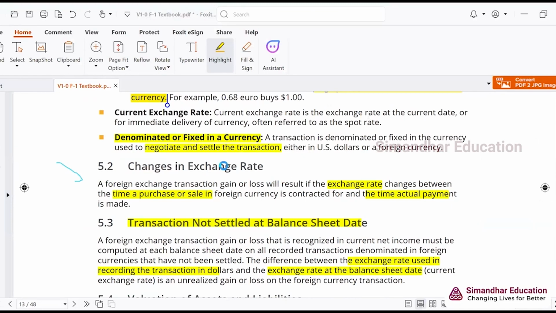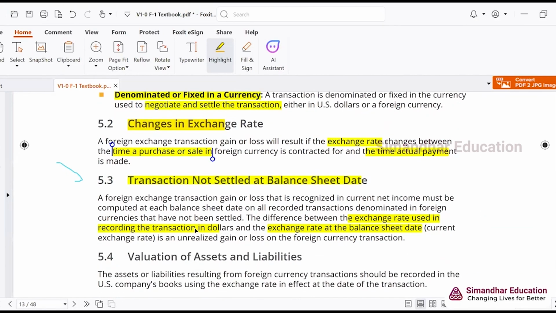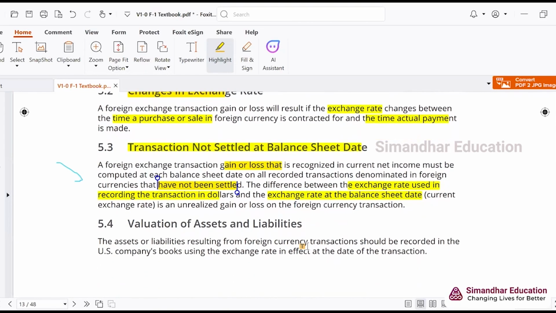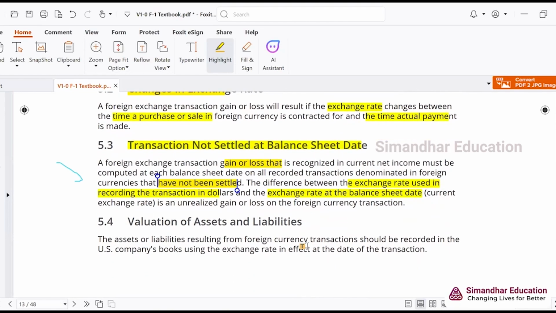Because of changes in exchange rate, there could be a foreign exchange transaction gain or loss if the exchange rate changes between time of purchase or sale and the time of actual payment. For transactions which are not settled on the balance sheet, a foreign exchange transaction gain or loss is recognized in current net income and is computed at each balance sheet date for all transactions denominated in foreign currencies that have not been settled. The difference between exchange rate used for recording the transaction and exchange rate on balance sheet date is unrealized gain or loss and recorded in foreign currency gain or loss in the income statement.